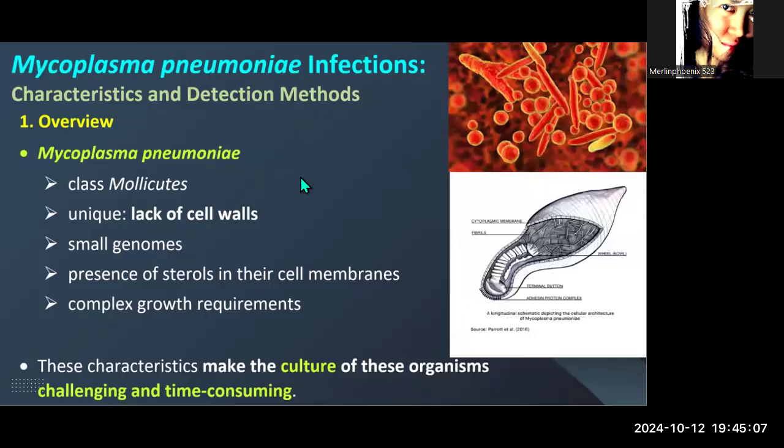So let's go to Mycoplasma pneumoniae infections. Mycoplasma pneumoniae belongs to the class Mollicutes. It is notable for its lack of cell walls, small genome, presence of sterols in their cell membranes, and complex growth requirements. These features make the culturing of this organism difficult and really time consuming.